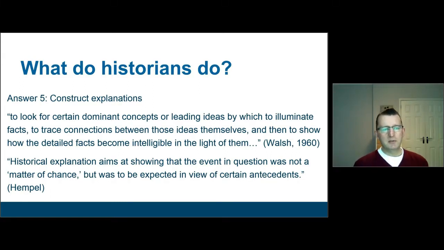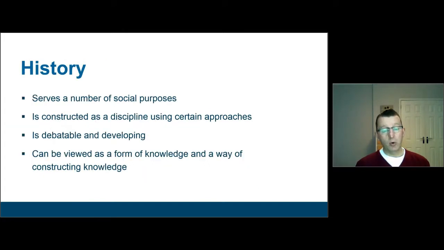So to summarise, I just want to make these points really, that history serves a number of social purposes. It's used in a number of different ways for different ends. History as a discipline is constructed using a number of different approaches. So there are some skills and there are some attitudes and there are some concepts that we can appropriate in order to become better at doing and understanding history. But within that, it's debatable and it's developing.